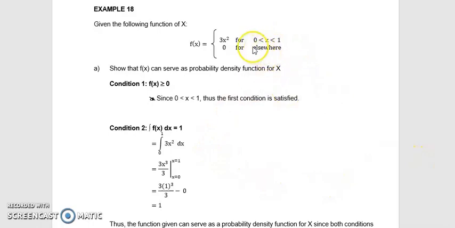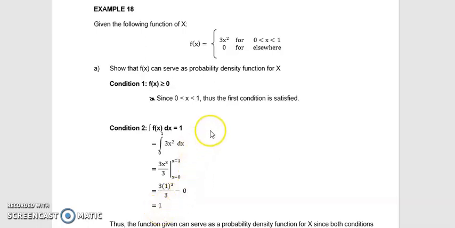Now let's integrate. The interval given is from 0 to 1. So we integrate from 0 to 1, 3x squared dx. When we integrate 3x squared, we get 3x to the power of 3 over 3. If we simplify, 3 divided by 3 is 1. Then you substitute x equals 1, and minus x equals 0, because when you substitute 0, everything will be 0. So when you simplify, in total you will get 1.